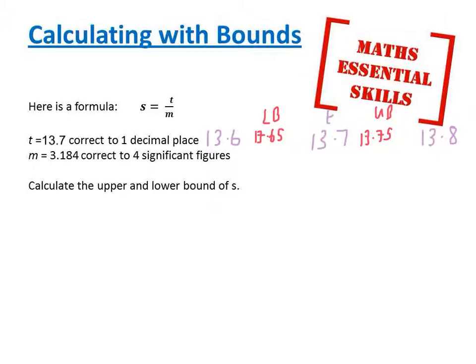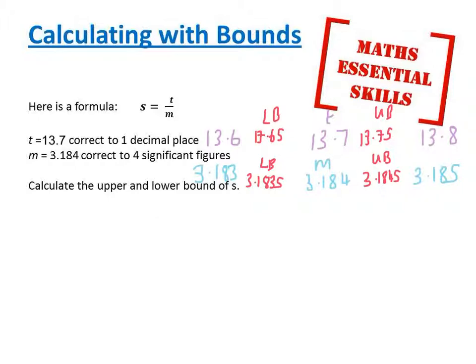Now looking at m, currently is exactly 3.184. Let's consider the number after this, that would be 3.185, and the number before this, that would be 3.183. So to work out my lower and upper bounds, the number between 3.183 and 3.184 would be 3.1835, and the upper bound between 3.184 and 3.185 would be 3.1845.